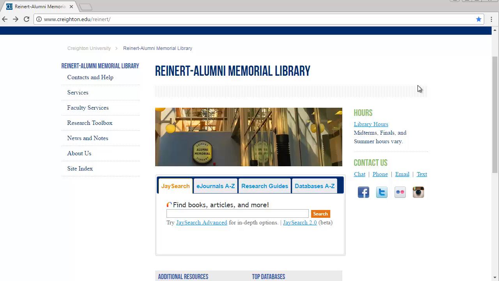If you have any questions about whether an article is popular or scholarly, or how to find academic sources for an assignment, feel free to contact the library using the links here on the right on the library's main page. We'll be glad to help you out.